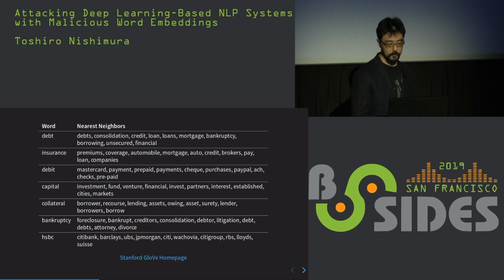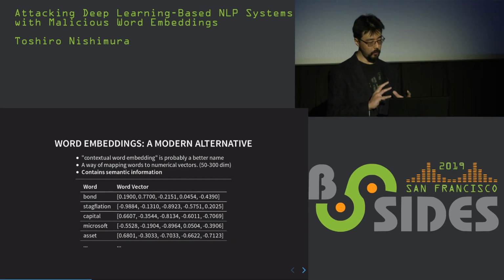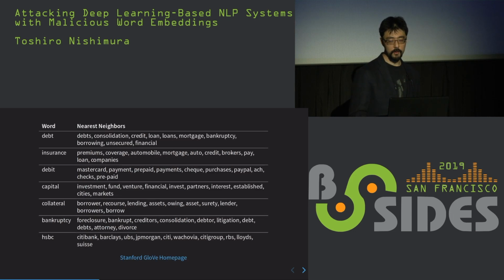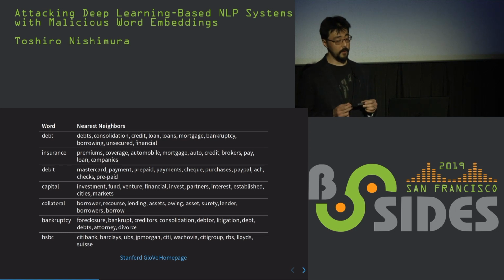So to illustrate, basically the entire point is that words with similar meaning cluster close to each other in their vector spaces, as they're called. In this case, it could be a 100-dimensional vector space. So to illustrate this point further, I looked at a bunch of words from a pre-existing word embedding from Stanford.